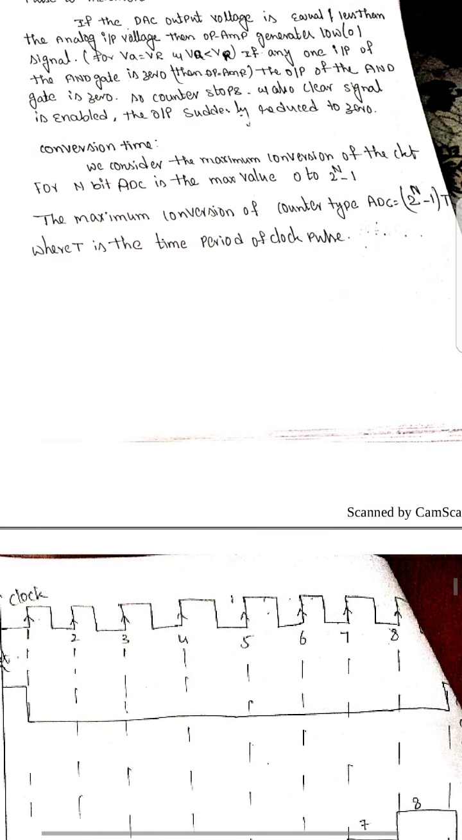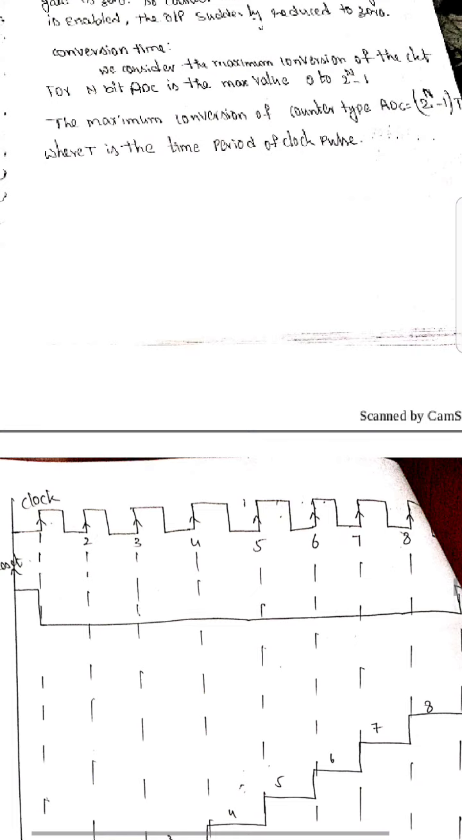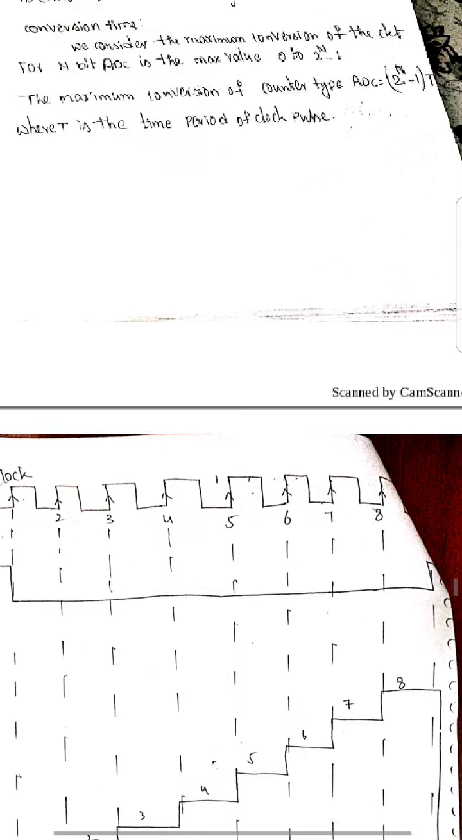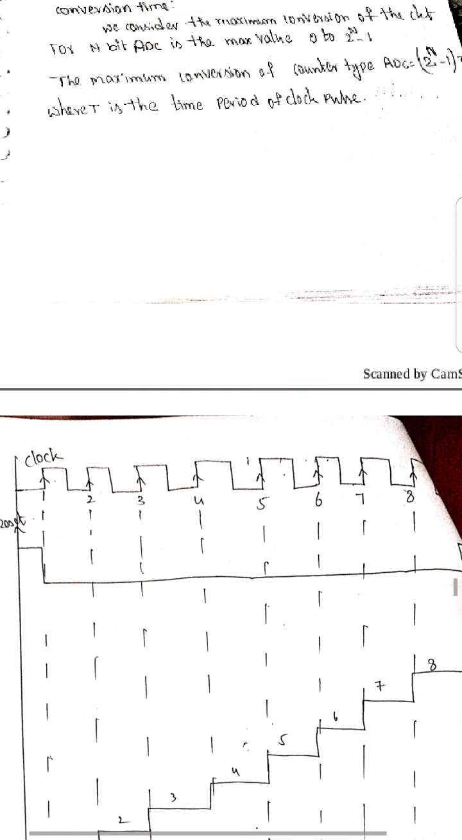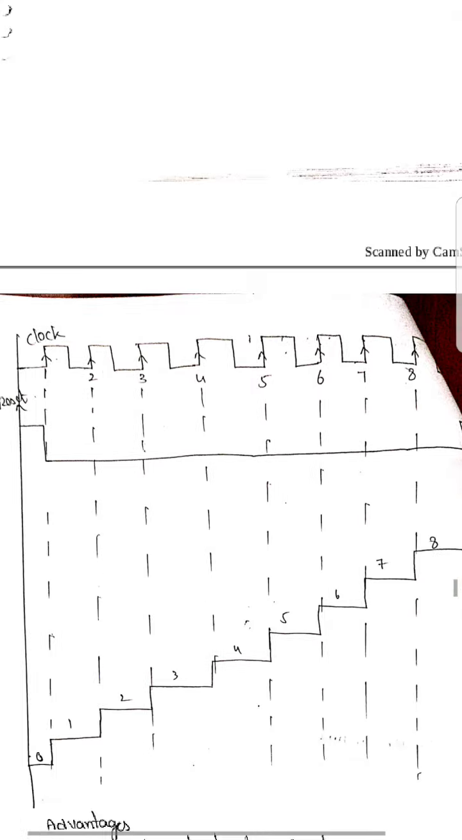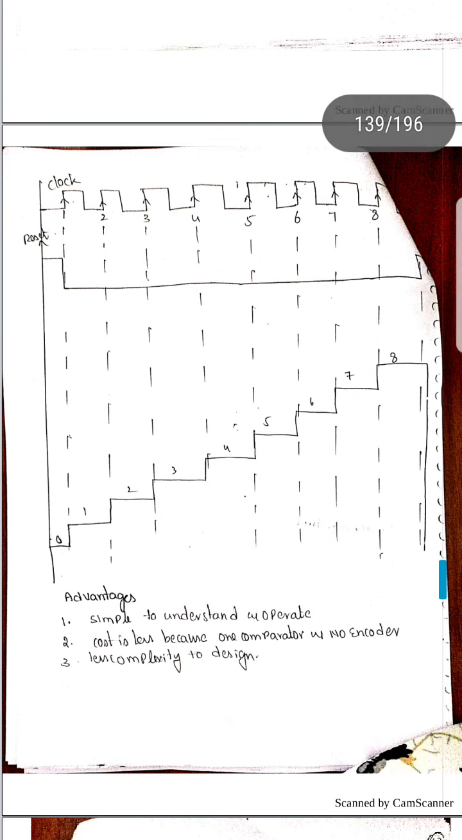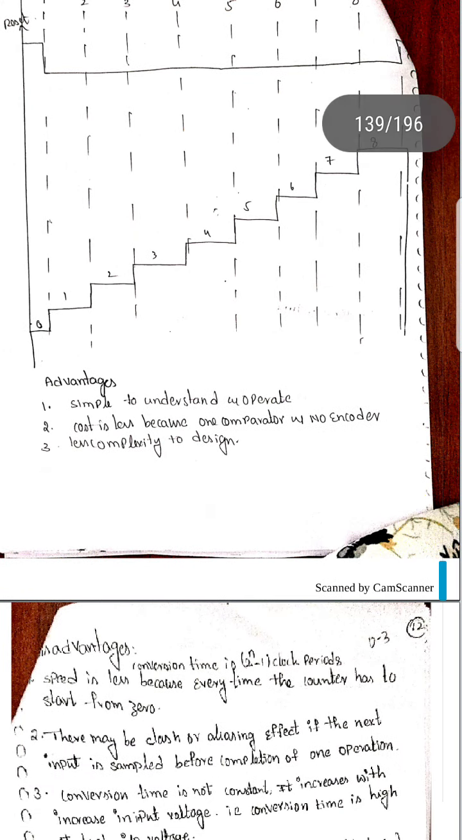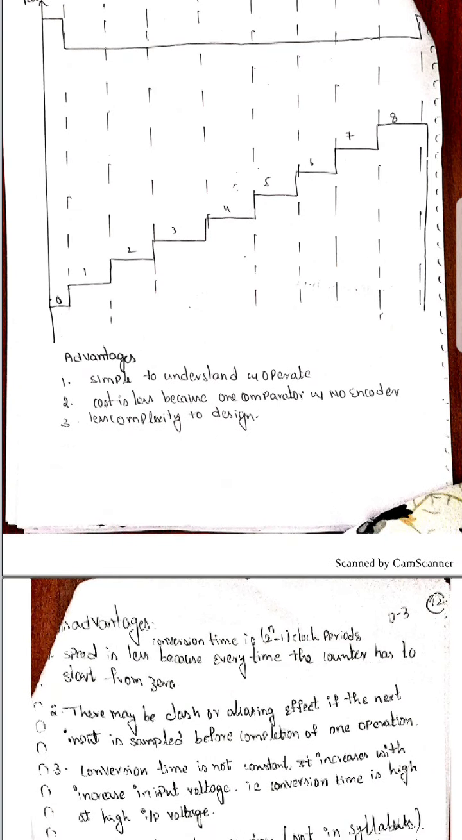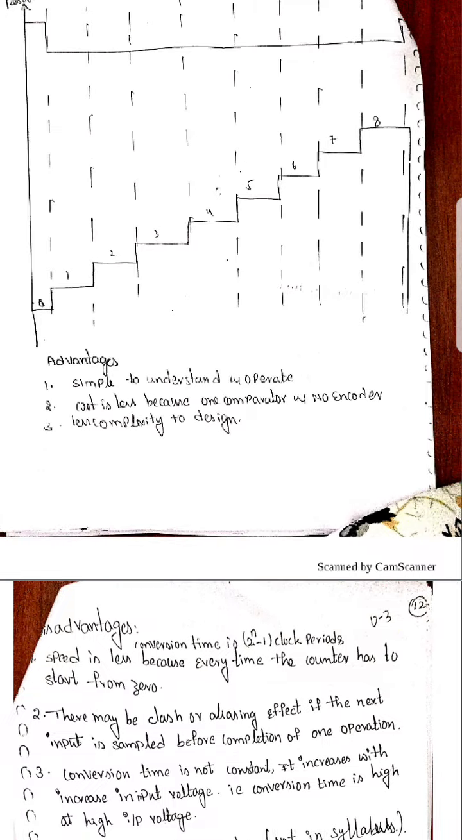Conversion time: we consider the maximum conversion of the circuit for an n-bit ADC, with values from 0 to 2 power n minus 1. The maximum conversion time of the counter type ADC is (2 power n minus 1) times T, where T is the time period of the clock pulse. The first input is the clock pulse, the second one is the reset pin. Finally we will get a staircase output from 0 up to 8.